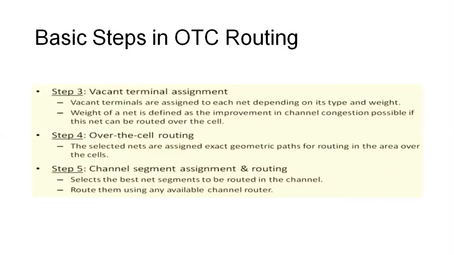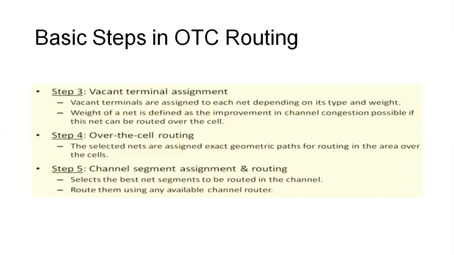Once we have completed the classification of nets as type 1, type 2, and type 3, we go to the third step, assigning the vacant terminal. Vacant terminal assignment, it's the basic idea. Vacant terminals are assigned to each net depending on its type and weight. And how do you define the weight? It can be defined as the improvement in the channel congestion that can be achieved if you do the over the cell routing for this net. There are many ways to make an estimate of this improvement in congestion.